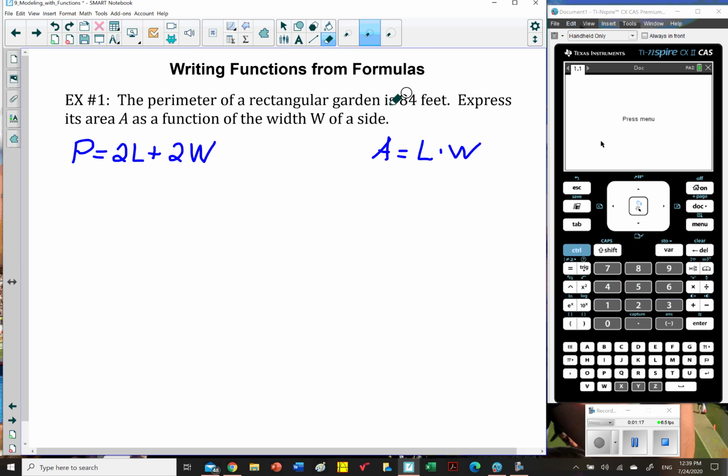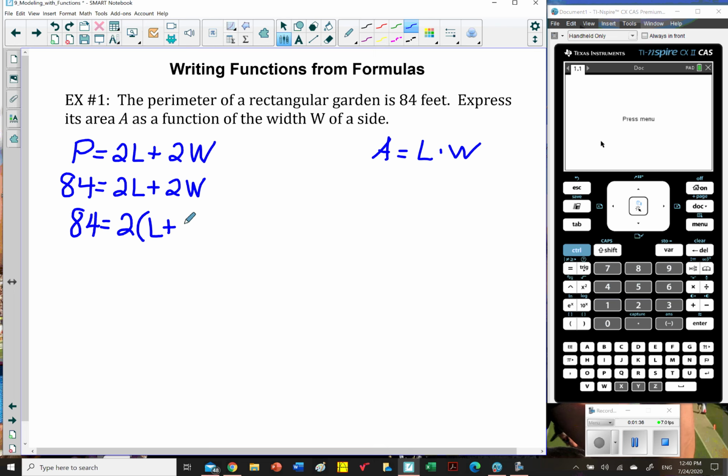But they've also given us that the perimeter is 84, so we can substitute that 84 is equal to 2 lengths and 2 widths. Then if we divide by 2 on each term, factoring out the 2 on the right and dividing through by 2, our 84 would be reduced to 42, and 42 would be the length plus the width.